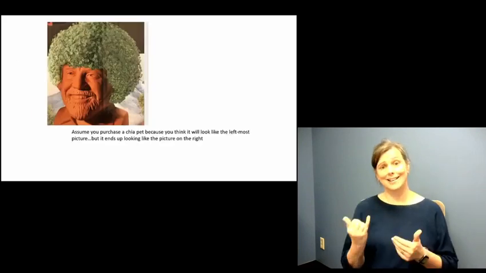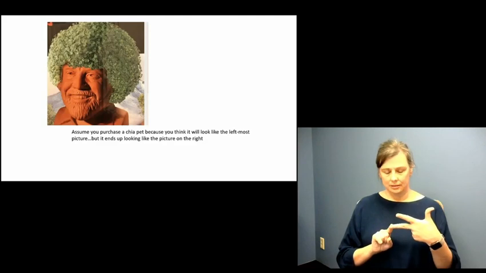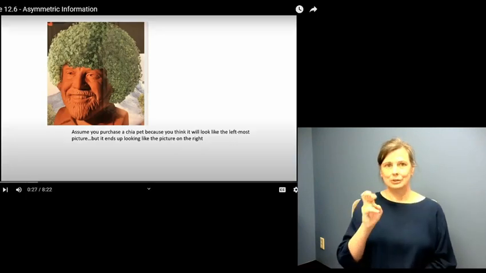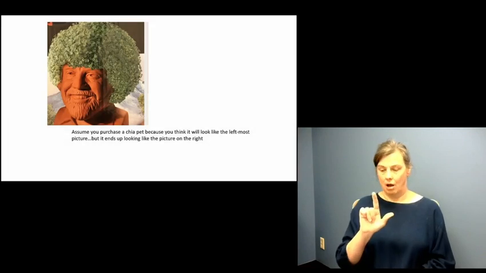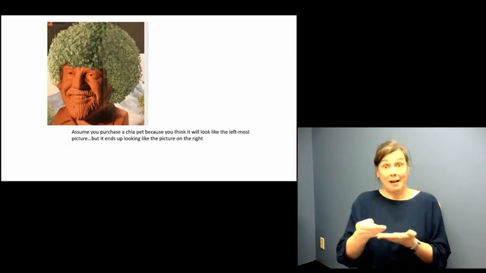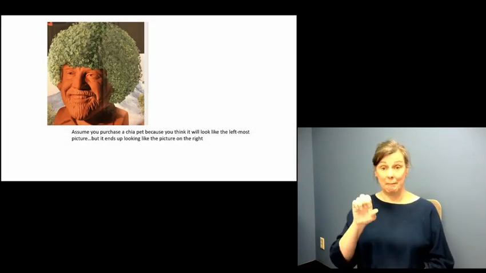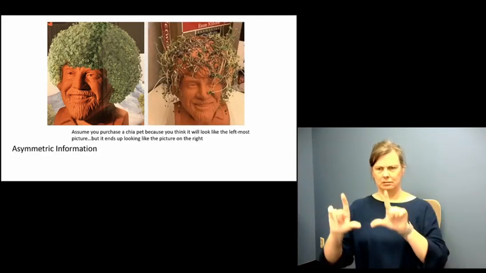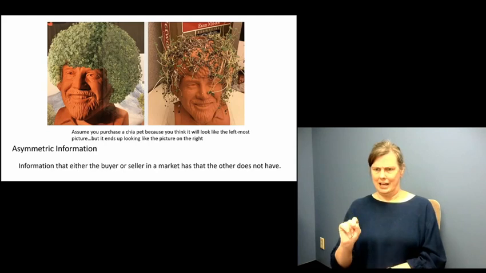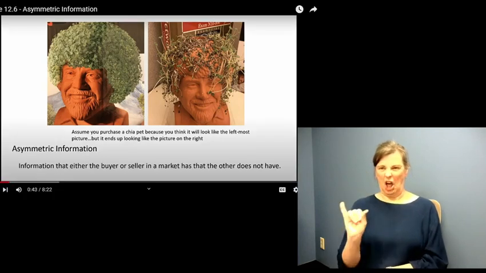Let's assume that you were interested in purchasing a chia pet, and you assumed that the chia pet will look something like this picture on the left. But when you purchase the chia pet and you give it a try, it ends up looking like this picture on the right. And so this is the key idea behind what we call asymmetric information.